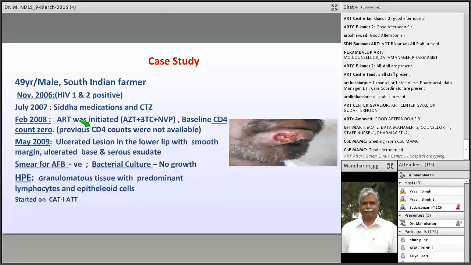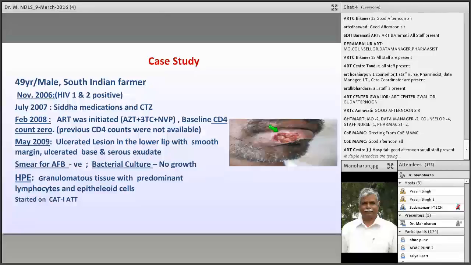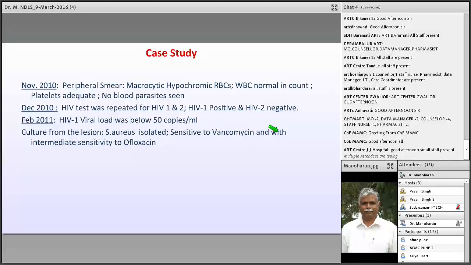So in May 2009, he came with an ulcerated lesion in the lower lip with a smooth margin and ulcerated base with a serous exudate. AFB was negative, bacterial culture showed no growth, but the histopathological examination showed granulomatous tissue with predominant lymphocytes and epithelioid cells. And he was started on Cat 1 anti-TB drugs. Other investigations were not very informative. The peripheral smear showed macrocytic hypochromic RBCs, WBC normal, platelets adequate, no parasites.